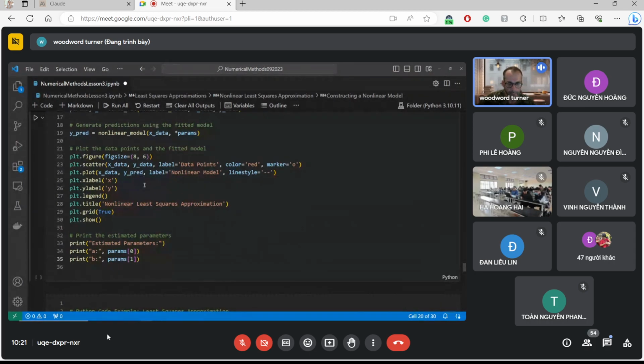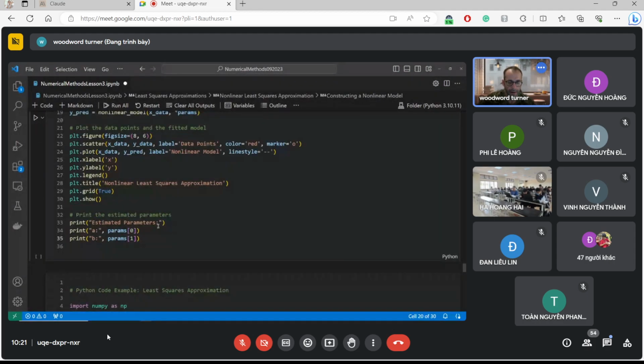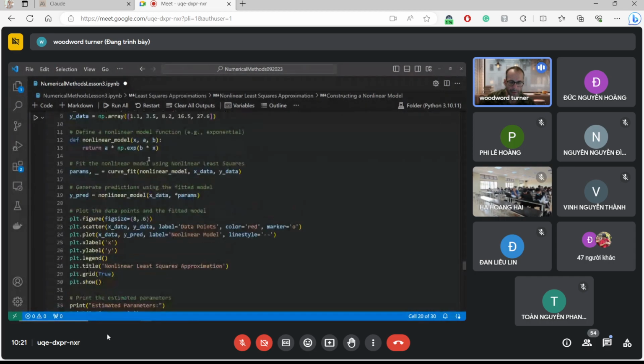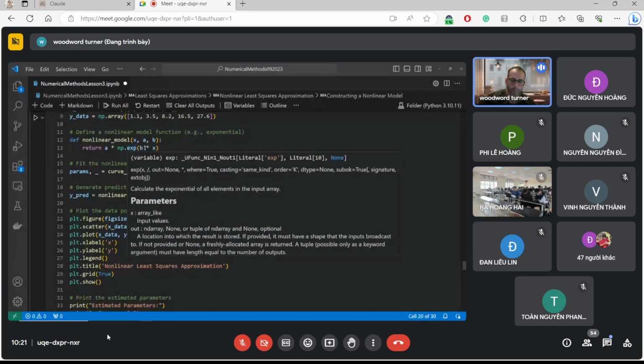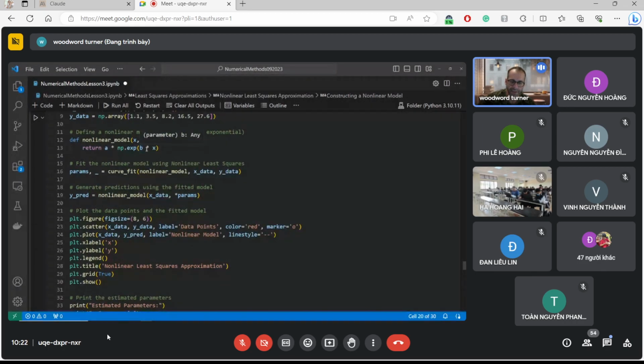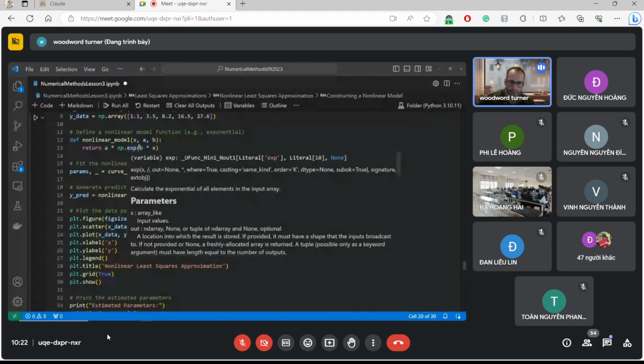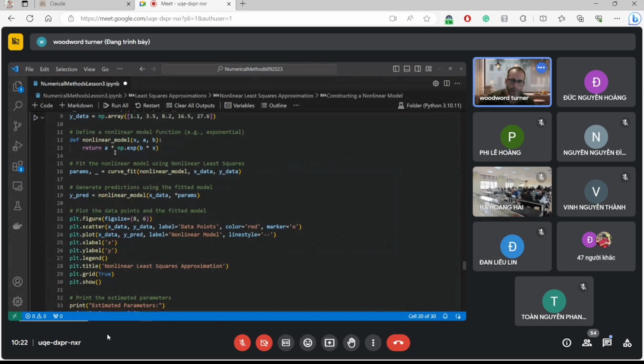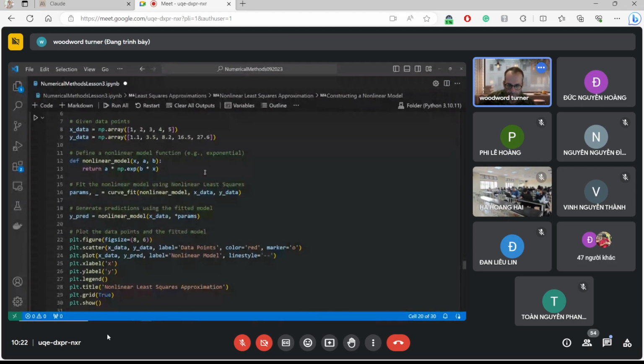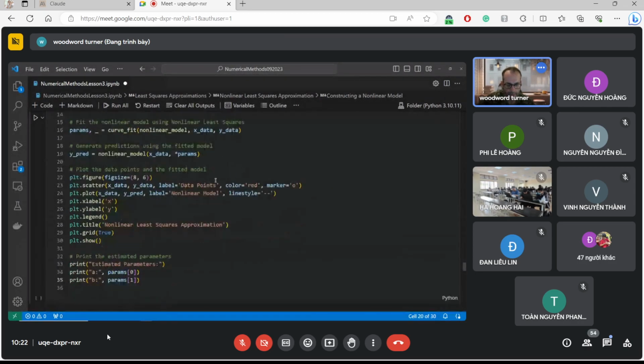I've defined some labels and a title, and then finally I'm going to show the estimated parameters. In this case, they're not the slope and the y-intercept. They're going to be the parameters that optimize this approximation function, right? So if I have a e to the bx, which values of a and b best fit these points? Hopefully that makes sense. And then I'll print those out as well. So let's see what this looks like.